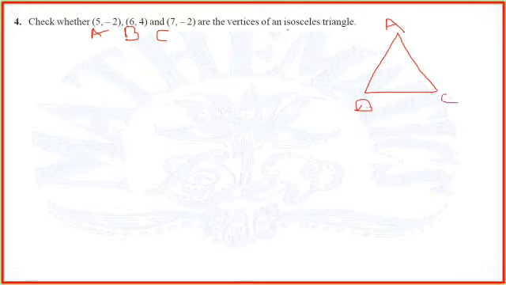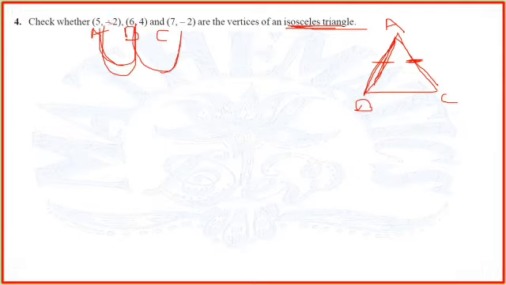Now isosceles triangle means that if the lengths of any two sides of a triangle are equal, then we say that this particular triangle is isosceles. Either AB is equal to AC, or AC is equal to BC, or any two you can pick at a time. So for that, first of all you will be finding the distance AB, then the distance BC, then the distance AC.